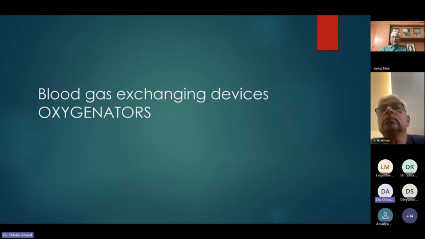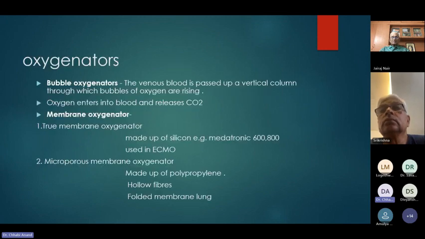Blood gas exchange device: oxygenators. Oxygen bubble oxygenators: the venous blood is passed up a vertical column through which bubbles of oxygen are rising. Oxygen enters into the blood and releases carbon dioxide.